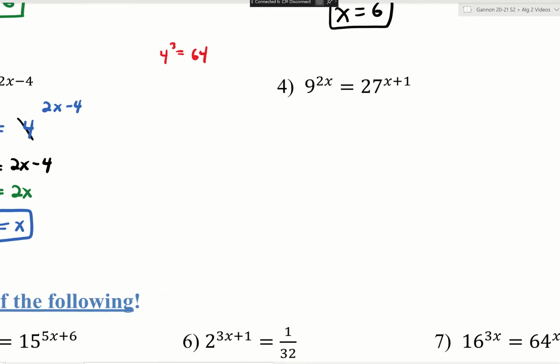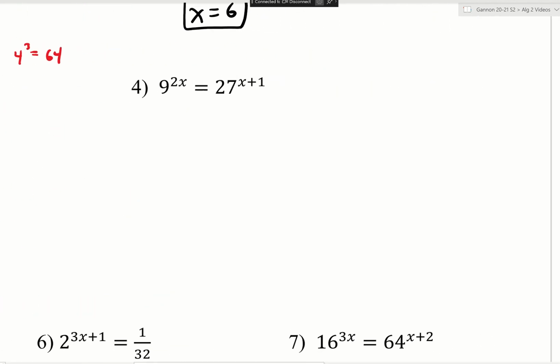Now, another issue you could run into is a problem like number 4, where you do have exponentials on both sides. They do not have the same base. And it's not possible to write 27 in base 9, right? 27 is not 9 to a power. So think about what you could do in this situation.